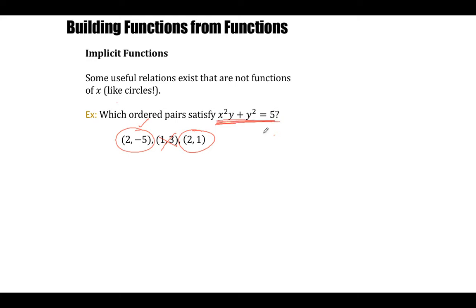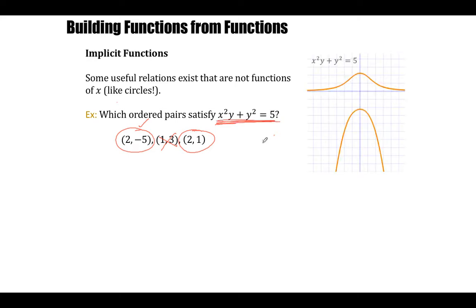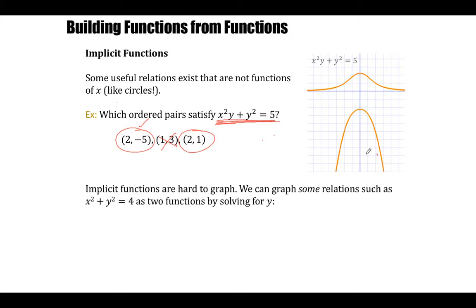Actually, when you go and graph this, and this is a pretty cool one to graph, it looks like this, right? So this is not a function. It's interesting, it's cool, but it is an implicit function, right? Y is not defined in terms of x. I feel like I said something backwards at one point, but it's okay. We're just going to go with that. Implicit functions are hard to graph. We can graph some relations such as a circle with a radius of 2 and a center of 0, 0, as two functions by solving for y.